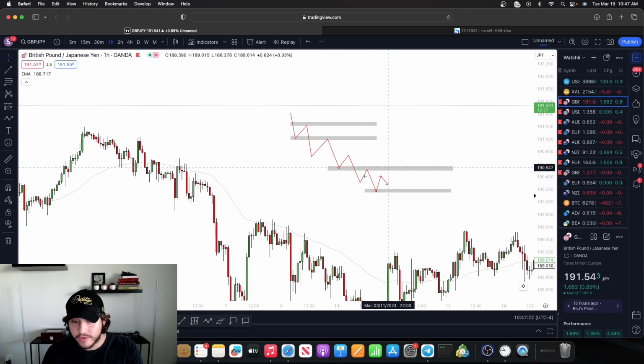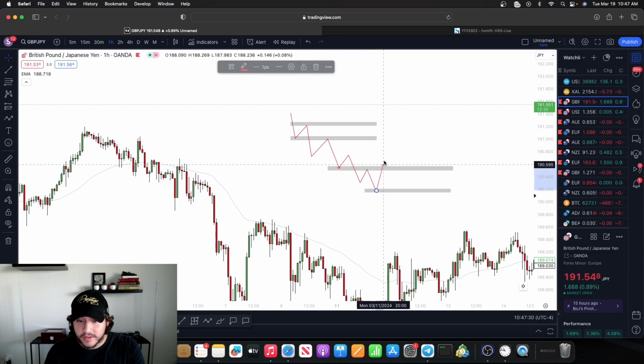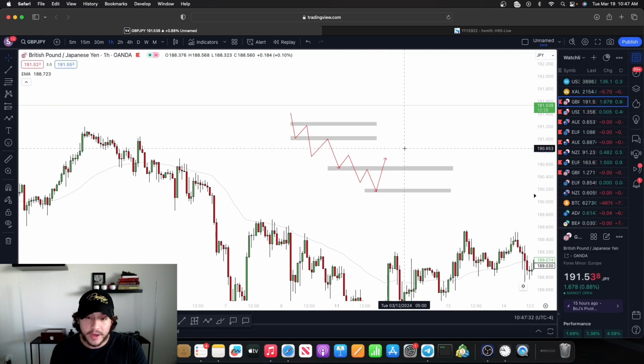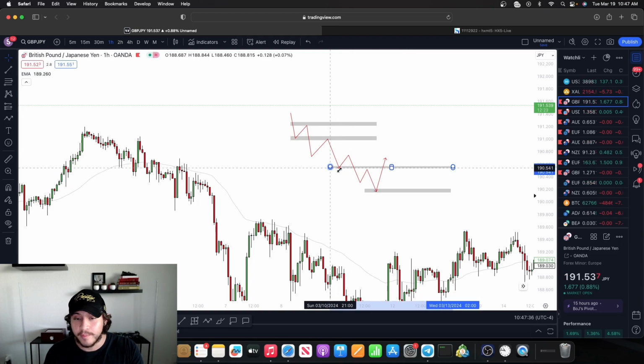We're still under these zones over here. It doesn't make sense since price is just under right now. Once price does this, boom, right there, it's a confirmation. It's not 100% confirmed, but it's a confirmation now that price has the possibility of switching structure.